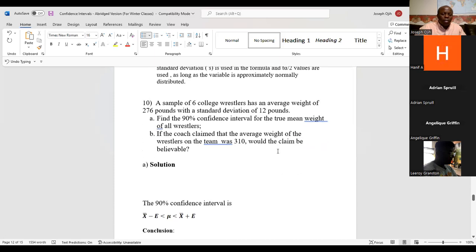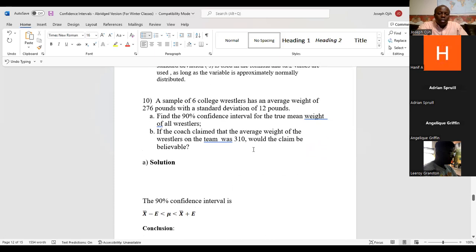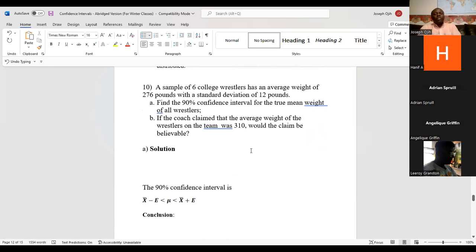Okay. Now let's look at an example. The example says a sample of 6 college wrestlers has an average weight of 276 pounds with a standard deviation of 12 pounds. A, find the 90% confidence interval for the true mean weight of all wrestlers. B, if a coach claimed that the average weight of the wrestlers on the team was 310, would the claim be believable?